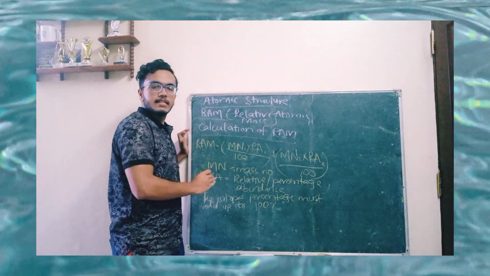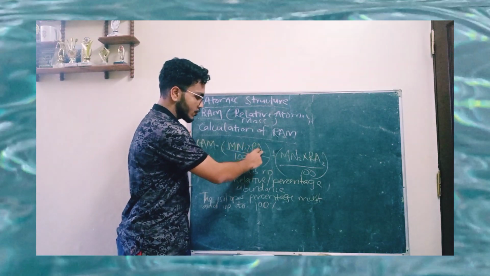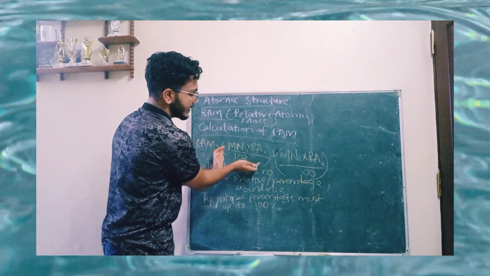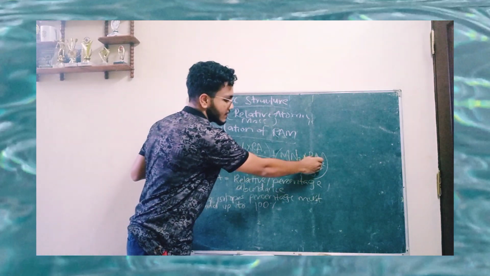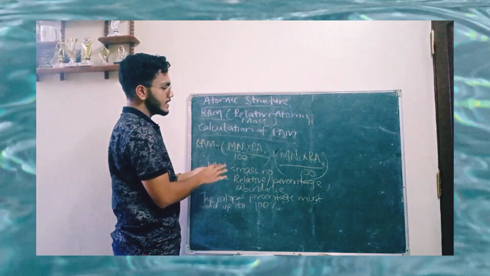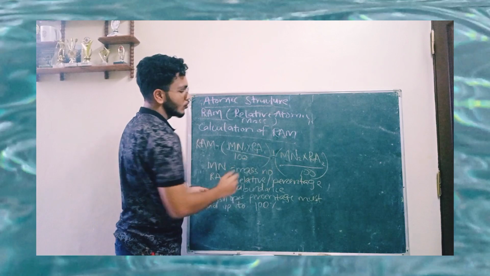Relative atomic mass is calculated by mass number 1 times relative abundance 1 over 100, into brackets, plus, open the bracket, mass number 2 times relative abundance 2 over 100, and you close. Each part is calculated separately, and then you add the two.